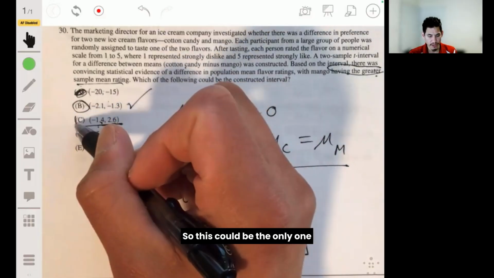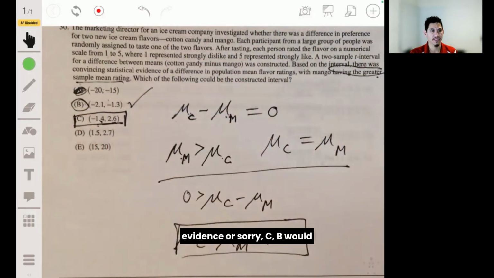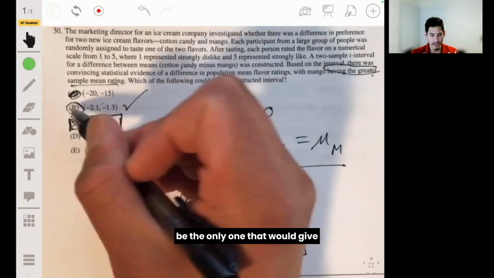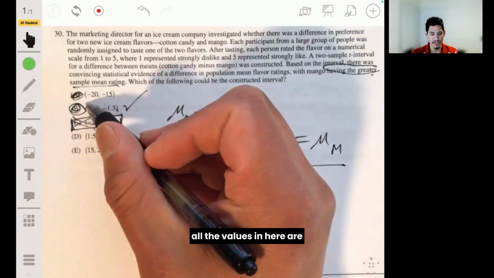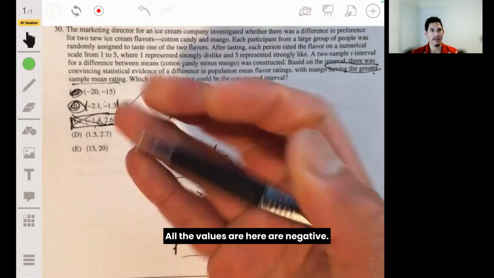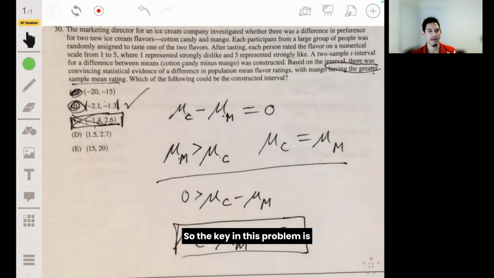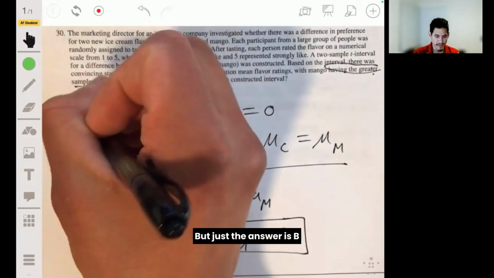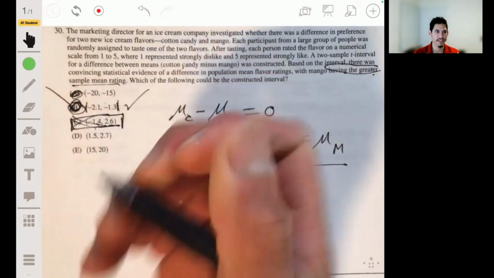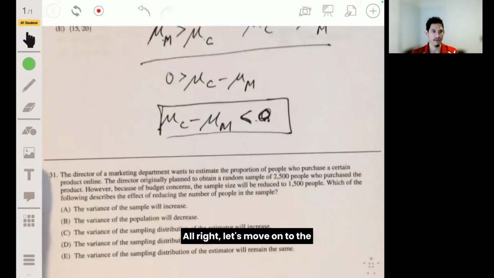So B would be the only one that would give us reasonable evidence, because all the values in here are negative. The key in this problem is figuring out if we're going to look at a negative or positive. I think I made that sound more complicated than it should have, so I apologize about that. But the answer is B, because it's all negative, centered on negative. All right, let's move on to the third.